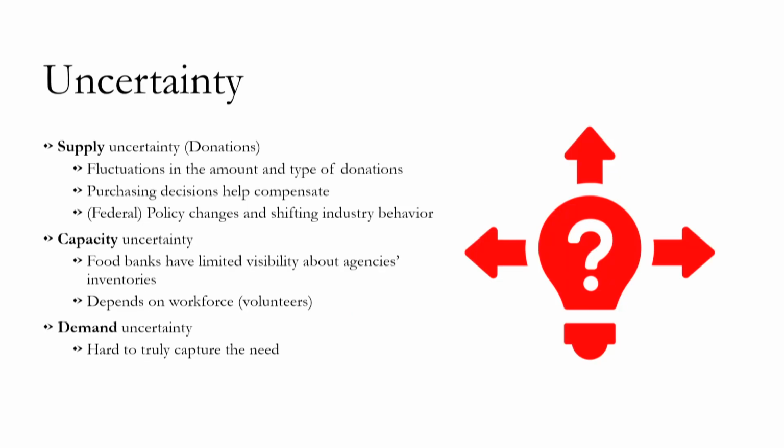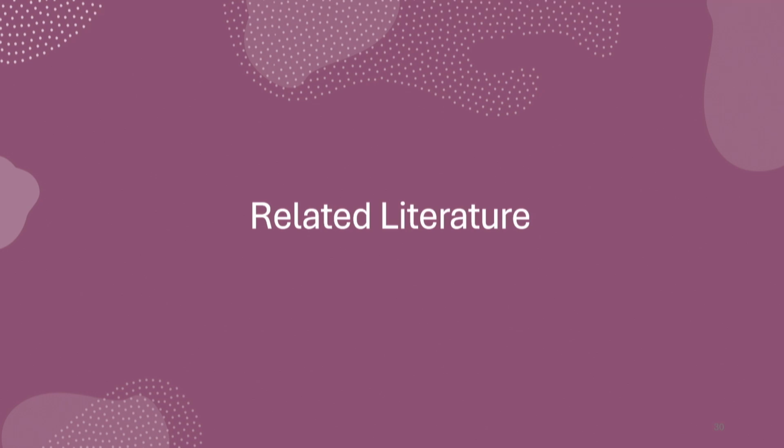Okay, so Lauren already talked a lot about uncertainty, so I'm not going to get into this, but I just wanted to, again, emphasize that food banks observe uncertainty at many different levels in their network, including supply, capacity, and demand.